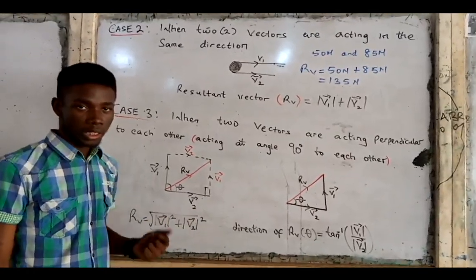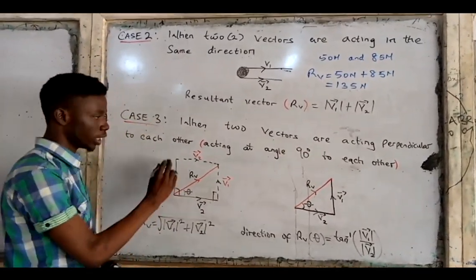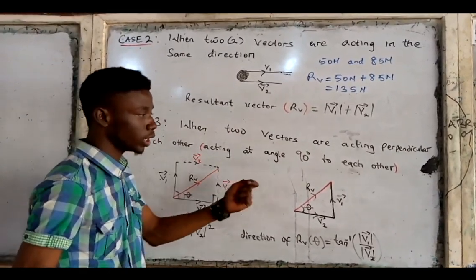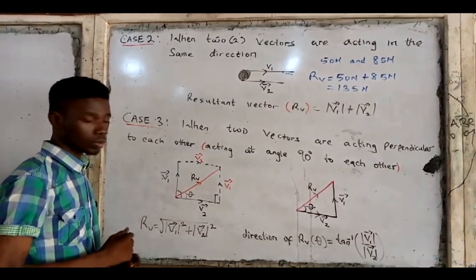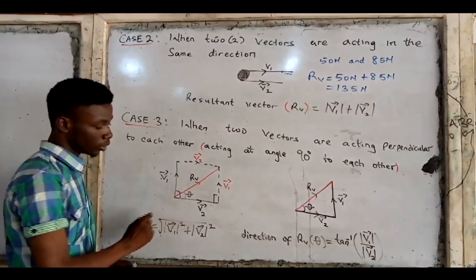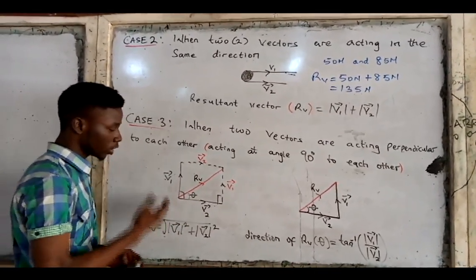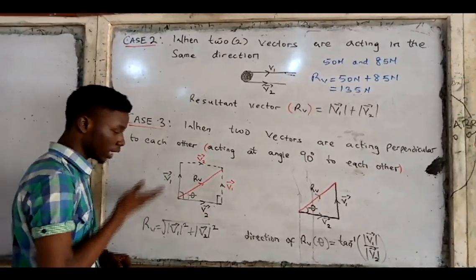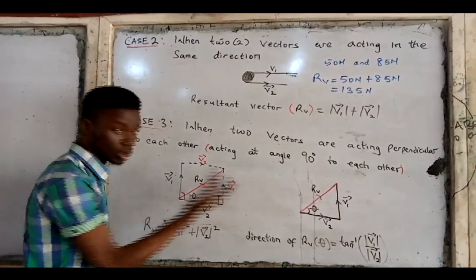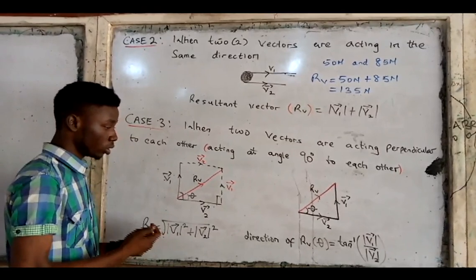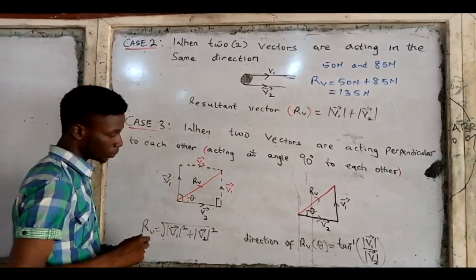So let's talk about another case, case 3. When two vectors are acting perpendicular to each other, that is, they are acting at angle 90 degrees to each other. Now, look at vector V1 and vector V2. Of course, with this sign, they are acting perpendicular to each other, that is, at an angle 90 degrees to each other. Now, the resultant vector of vector V1 and V2 will definitely act in between V1 and V2, simply because V1 is acting this way and V2 is also acting this way. So their resultant vector can only act in between the two of them, which is this RV.